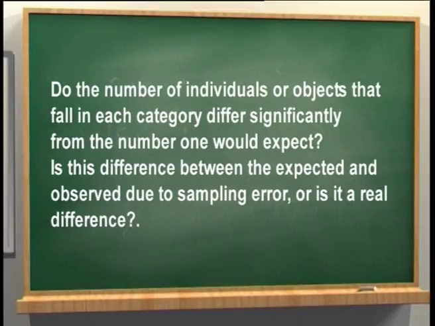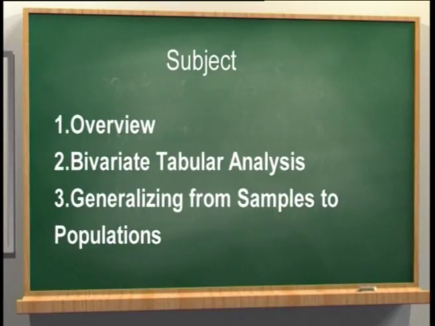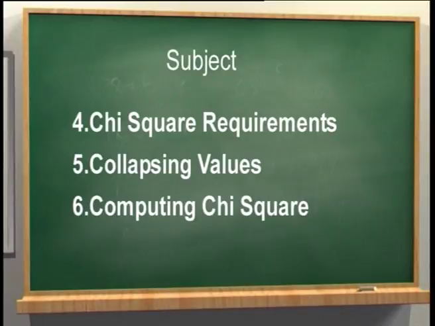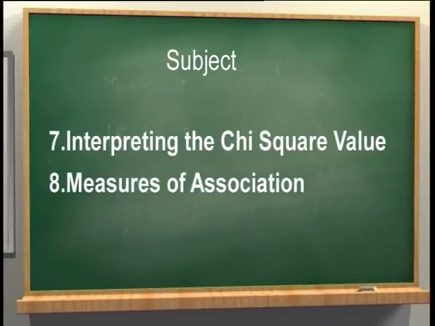That is, do the number of individuals or objects that fall in each category differ significantly from the number one would expect? Is this difference between the expected and observed due to sampling error, or is it a real difference? Subject: an overview, bivariate tabular analysis, generalizing from samples to population, chi-square requirements, collapsing values, computing chi-square, interpreting the chi-square value, measures of association will be discussed.